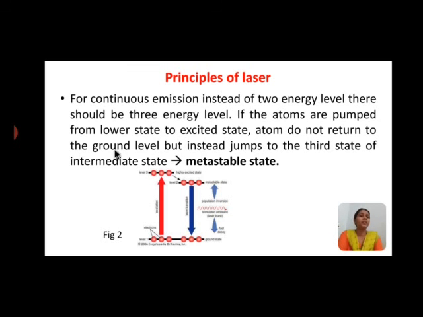So I have written here, for a continuous emission, instead of 2 energy levels, there should be 3 energy levels. If the atom is pumped from the lower state to the excited state, the atom will not return back to the ground state, but instead it will jump to the 3rd state, that is, an intermediate state. So the metastable state is an important state to have the laser action. This is about the 3 energy levels we have discussed here.